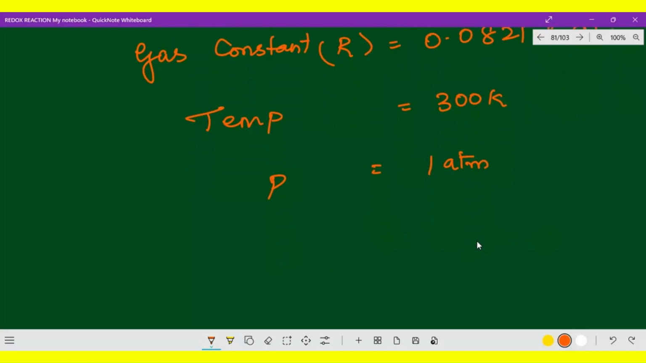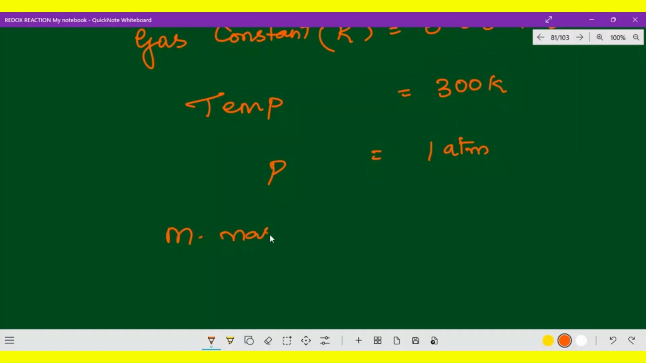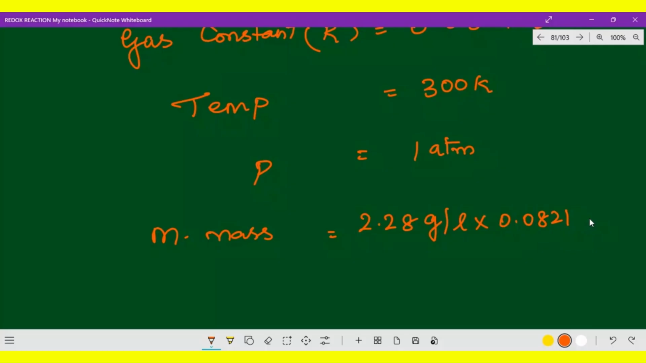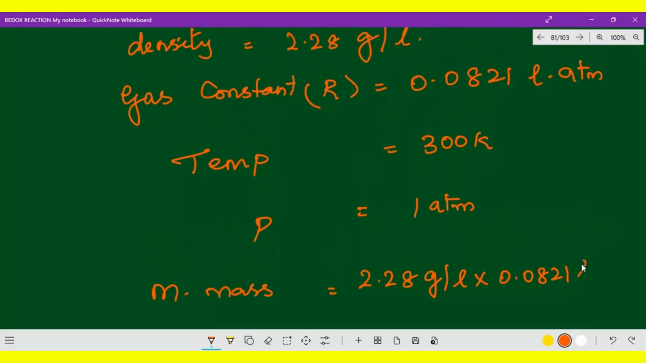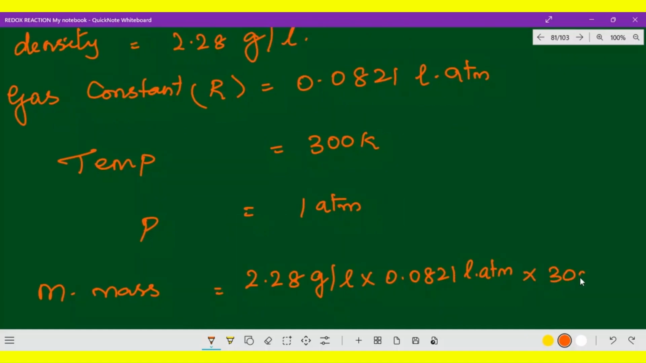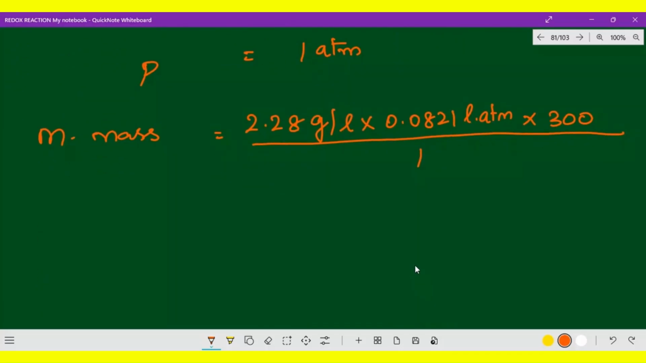So now can we apply the values over here? Molar mass equal to D RT by P, right? So D is 2.28 gram per liter into gaseous constant 0.0821 liter atmospheric pressure, into temperature 300 Kelvin, divided by pressure 1 atmospheric pressure. When you calculate this, you will be getting the molecular mass, 56.16 gram per mole, right? So molecular mass we found.